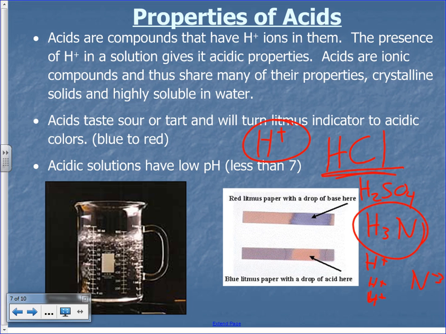All right, and obviously acidic solutions have a low pH, less than 7. Okay, acids taste sour or tart. No taste tests next week. Yeah, it's going to taste sour or tart. It'll also be the last thing you ever taste. Okay, I'm sure it tastes very, very tart as it dissolves your tongue. Right? We don't want to have any of that going on. All right, so yeah, no taste tests.